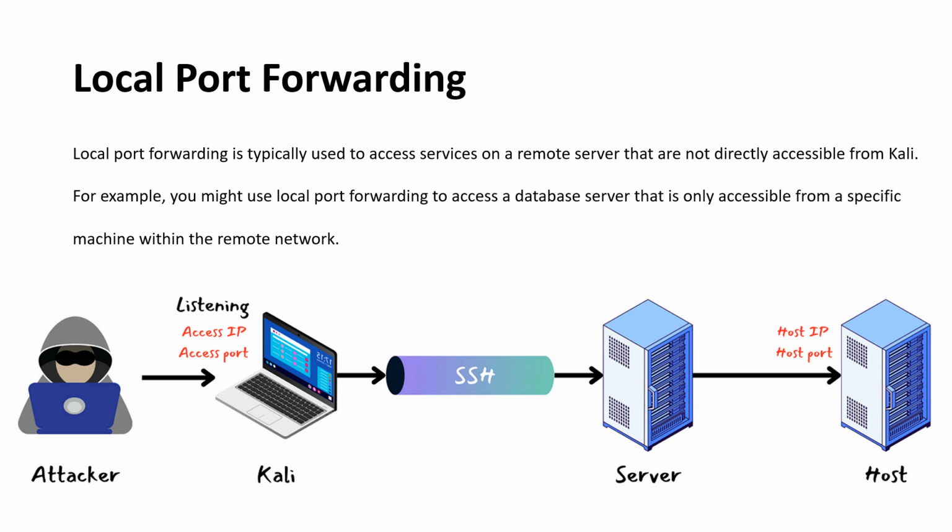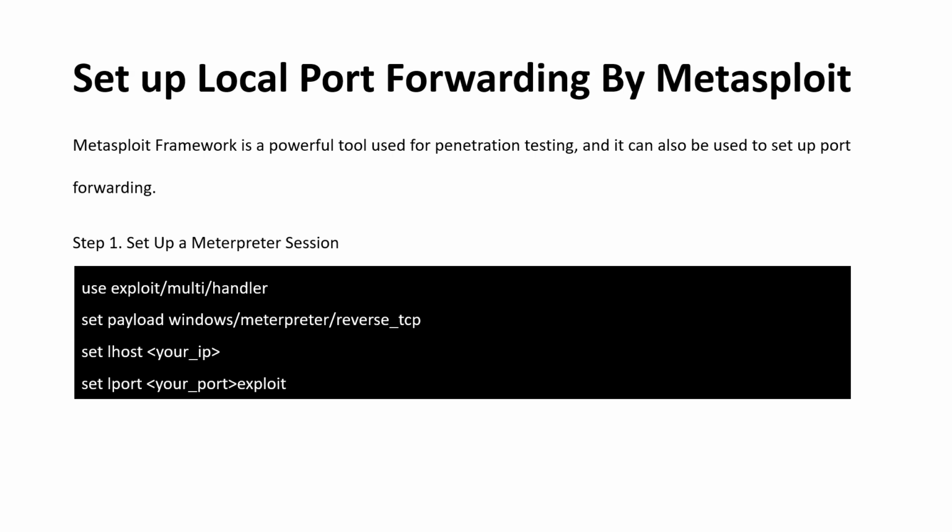Okay? And here, as you can see, we can set up a local port number on the Kali Linux, and then the attacker can access this local port number, and all traffic which should be going to the destination, for example a different server or a different port number, can be transported over this tunnel, over this port forwarding. Okay, so how to set up such local port forwarding?